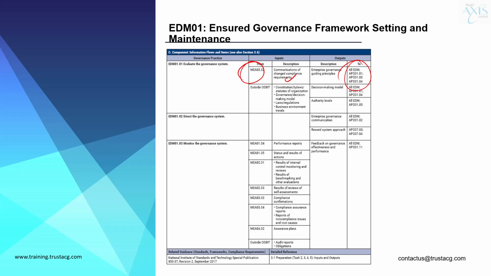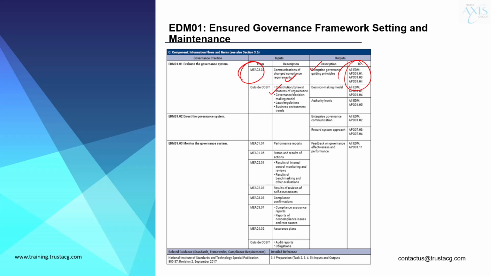Outside of COBIT sources, you will need your organization's constitution, bylaws, governance statutes, laws, and regulatory guardrails, as well as your business environment trends. These external inputs are important because the governance framework must reflect not only internal operations but also external expectations like new laws or emerging industry standards. Now, the output of this practice will be enterprise governance guiding principles, which will set the tone for all other governance activities.